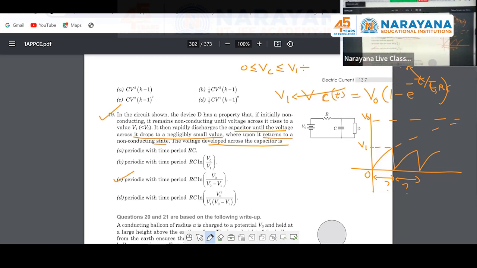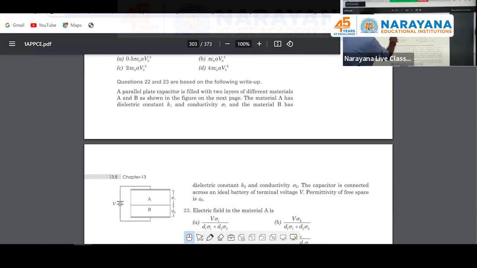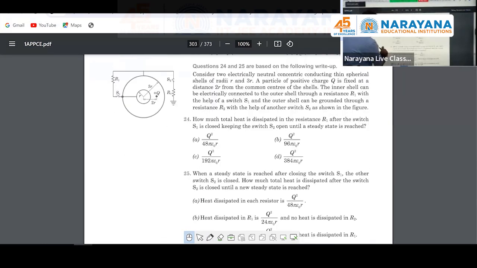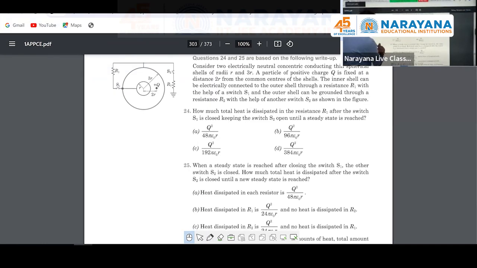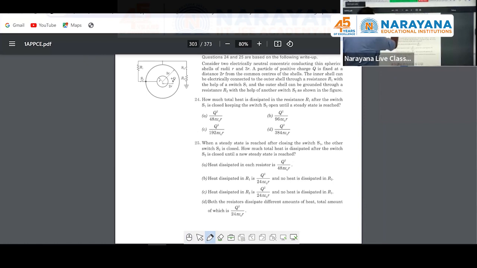Now let us change this problem a bit to a multi-correct paragraph type problem. Just look into this RC where some electro concepts are also being added. So look into question number 24 and 25.